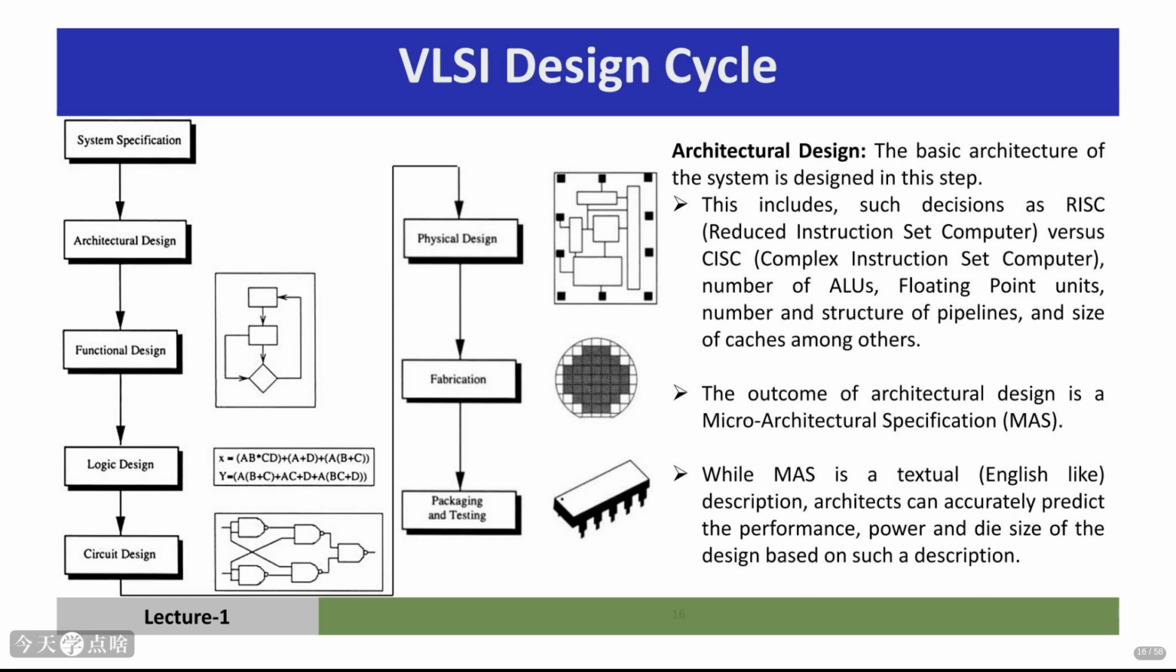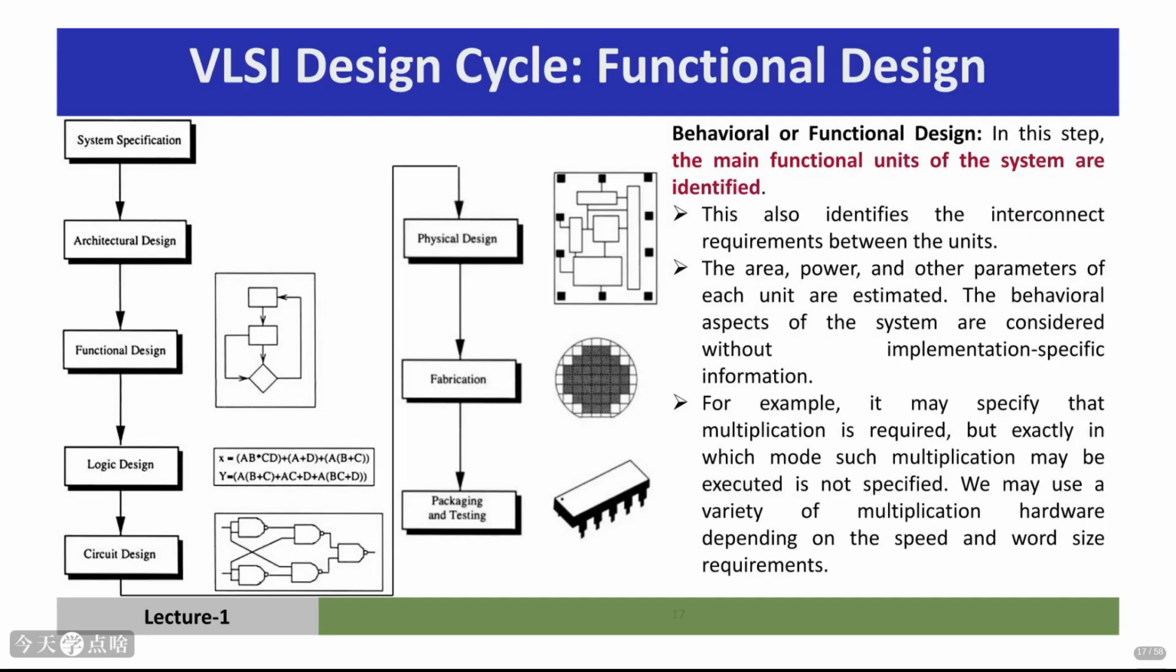It's a critical step for ensuring the design meets the initial specifications. Functional design, sometimes called behavioral design, is where we break down the architecture into its main functional units. Think of the CPU core, the memory controller, the I/O interface. We identify these blocks and figure out how they interact. We estimate the area, power, and timing for each block. Importantly, we focus on the behavior, the what, not the how.